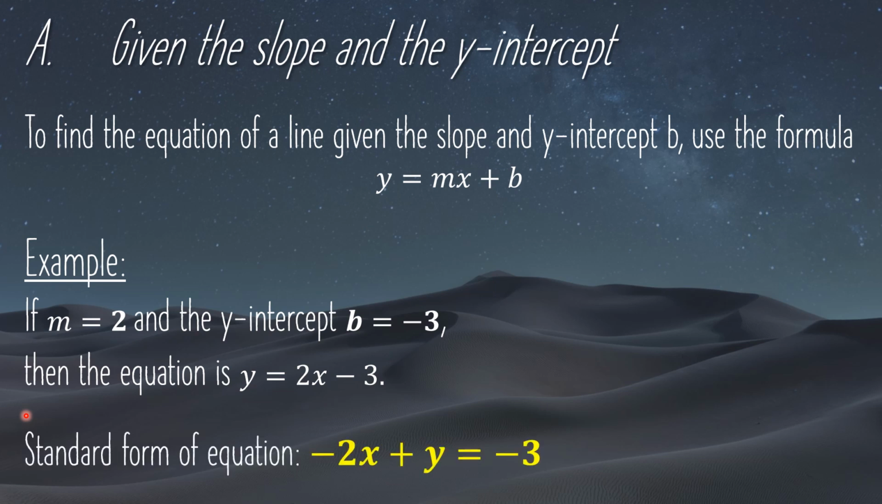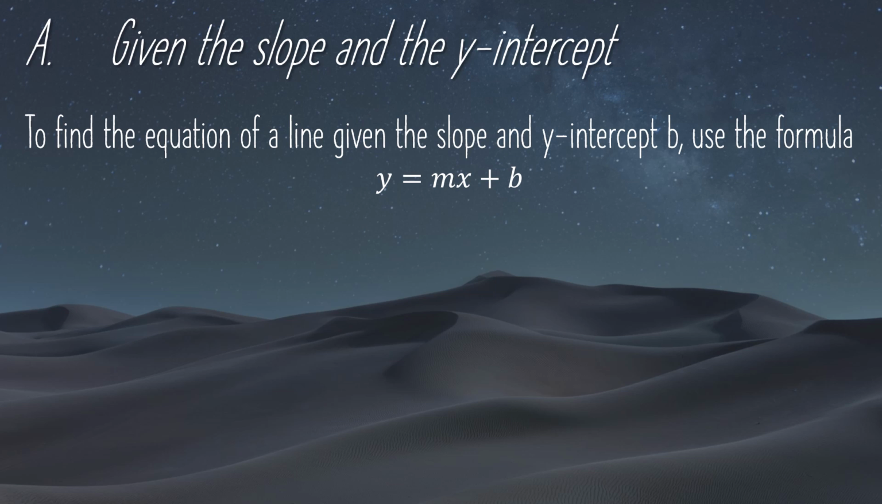And the standard form of equation will be -2x plus y equals -3 because we transposed positive 2x of the right side of the equation to the left side. So this will now become -2x. And then since hindi nagbago yung posisyon ng y at ng -3, ganun pa rin yung sign. Or pwede natin gawing positive ang value na ito by multiplying the whole equation into -1 para maging positive yung 2x. So this will now become 2x minus y equals positive 3.